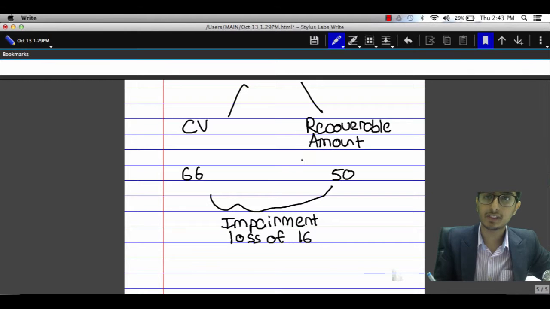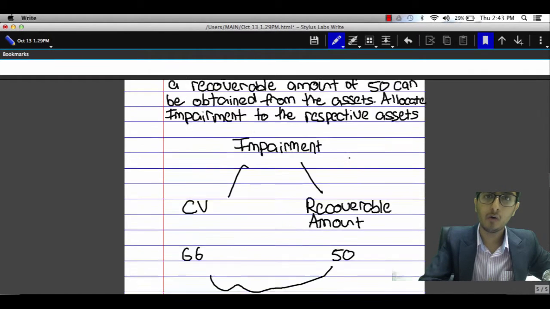In this scenario, you see, we do not have to calculate the value in use or the fair value minus cost to sell. Why? Because the recoverable amount of 50 is already given. If I compare these two, I will see that I actually have an impairment loss of 16. This means that the value of my assets is actually going down by 16. Now, these values are for the group. Total 66 is for the group and the recoverable amount is also 50 for the group of assets. So how will I allocate them?